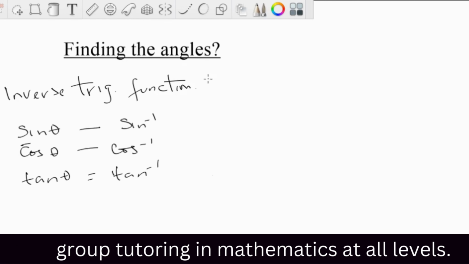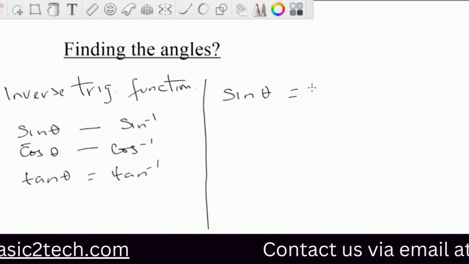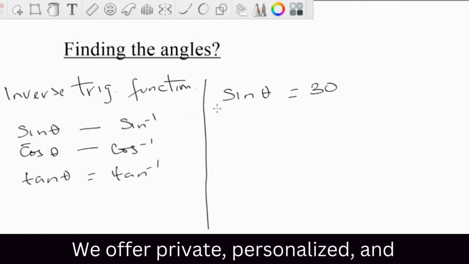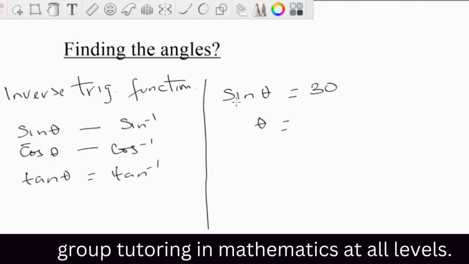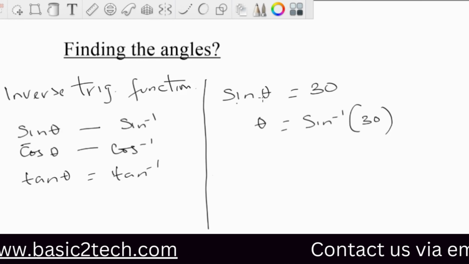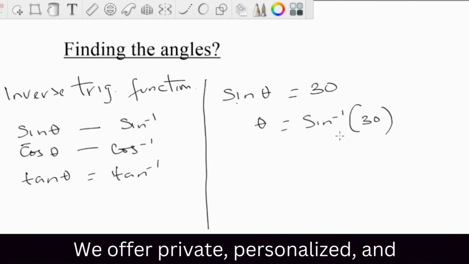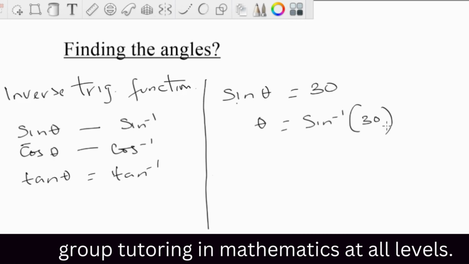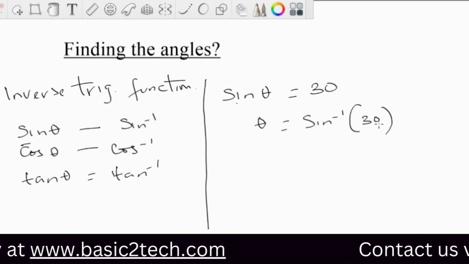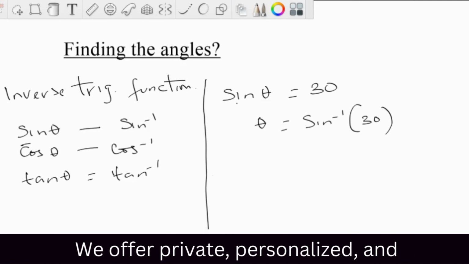This means that, for example, if I have a question, let's say I have sine theta equal to, for example, 30 on my right hand side, and I have to find the angle. So what this means is that theta becomes equal to the sine inverse of whatever is on the right hand side. If this was cos, it becomes cos inverse. If this was tan, it becomes tan inverse. So the angle becomes the inverse of whatever is on the right hand side. With that, we can solve for angles in a right angle triangle.